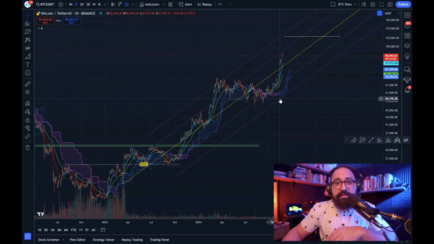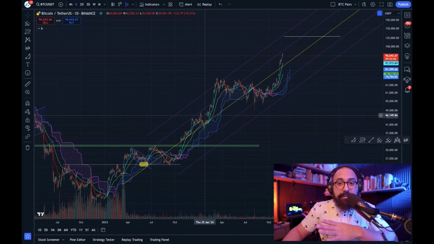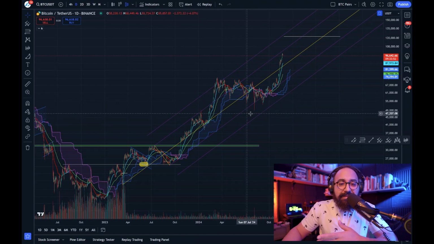And we want that congruency between these indicators, because when we're above everything, that just means it's support. That's our trend, and we go up. Everything's about trends and analyzing what the price is telling us.